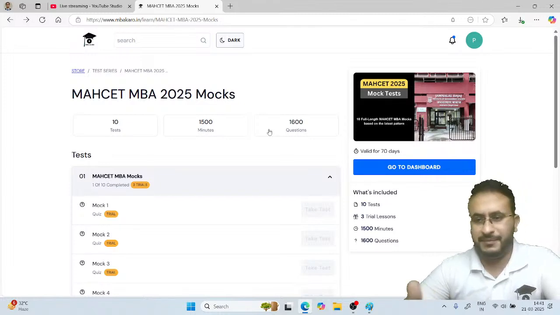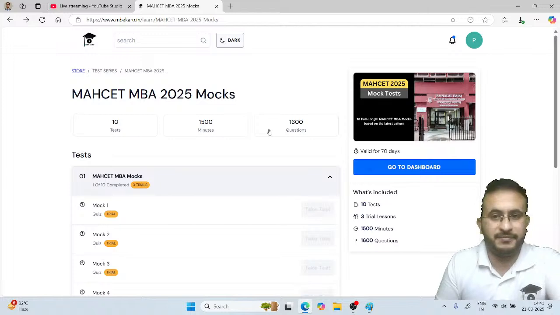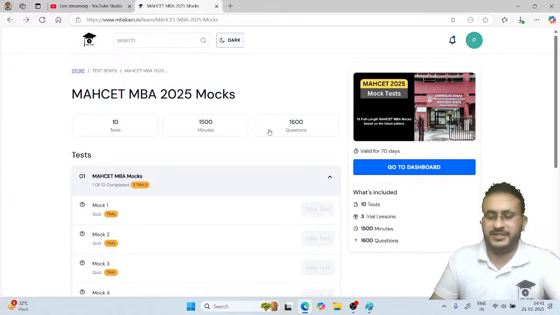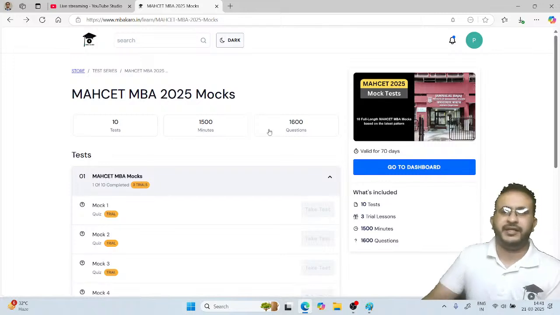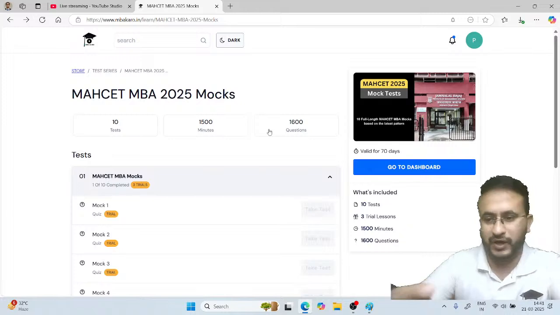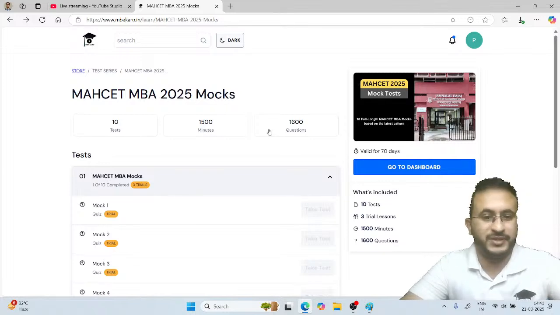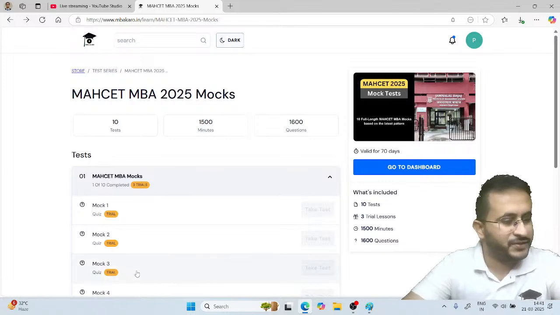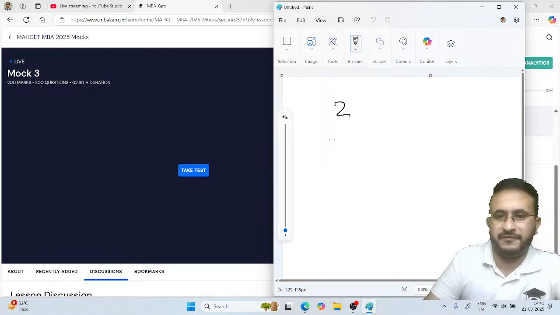So I'll be picking one of the mocks. Let's say I'll pick mock three. The ones who have already purchased the mock can see their scores and compare how much they are scoring in those mocks. And the ones who have not taken this test can take it later and view how much they are able to score. So let's start this test. I think this is also working fine.